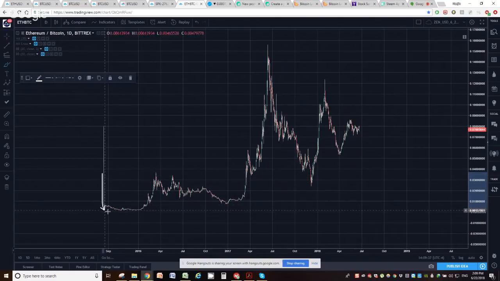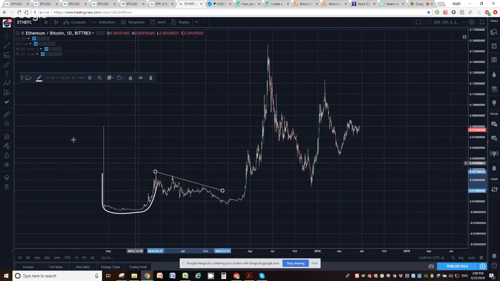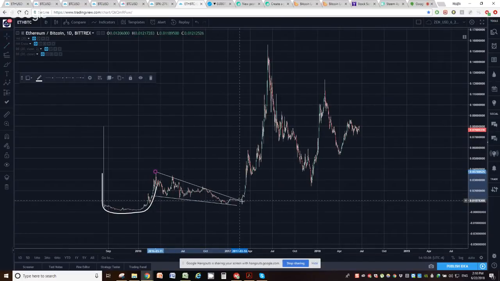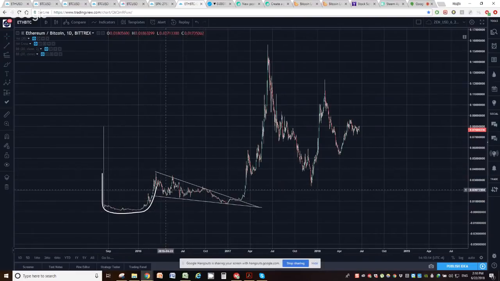So here, we can draw the outlines of a rounded bottom, a rounded price formation. And then usually when you get a cup and handle, you have to remember that the cup and the handle is a combination of two different patterns. The first, obviously, is the rounded formation. Second is a flag or a pennant of a type.